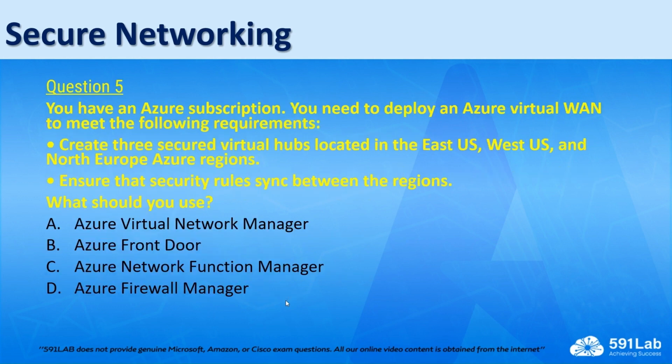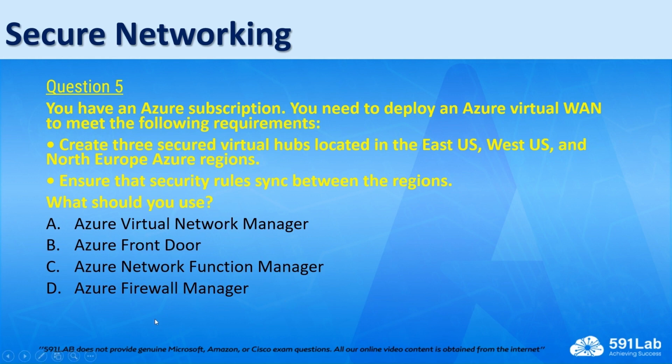Next question. You have an Azure subscription. You need to deploy an Azure Virtual WAN to meet the following requirements. Create 3 secured virtual hubs located in East US, West US, and North Europe Azure regions. Ensure that the security rules sync between the regions. What should you use? So we have Azure Virtual Network Manager, Azure Front Door, Azure Network Function Manager, and then D, the last choice, Azure Firewall Manager.